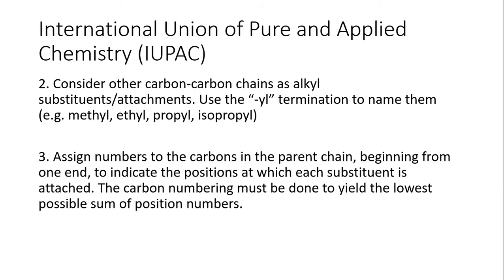Rule number 3: we will now assign numbers to the carbons in the parent chain, beginning from one end, so that we can indicate the positions at which each substituent is attached. Here's the key though. The carbon numbering must be done to yield the lowest possible sum of position numbers.